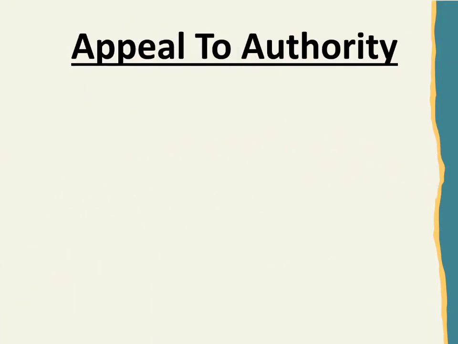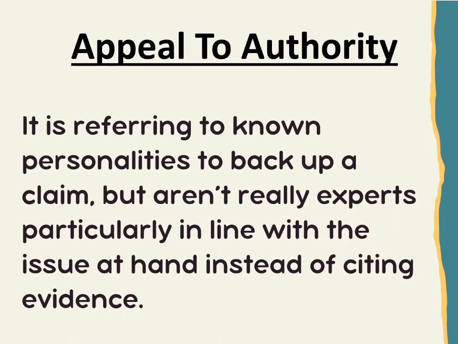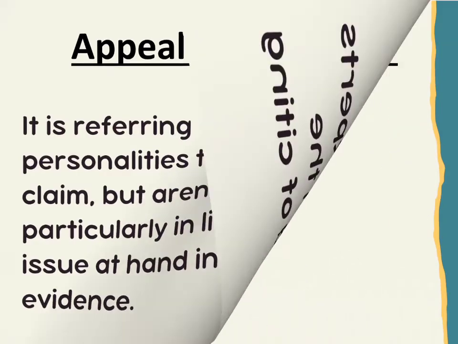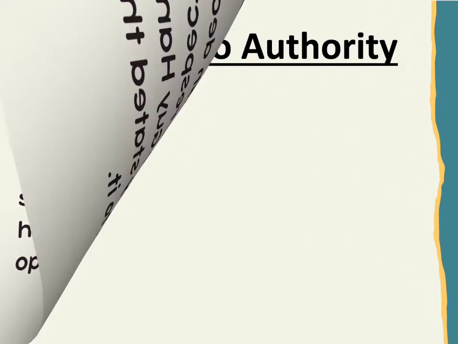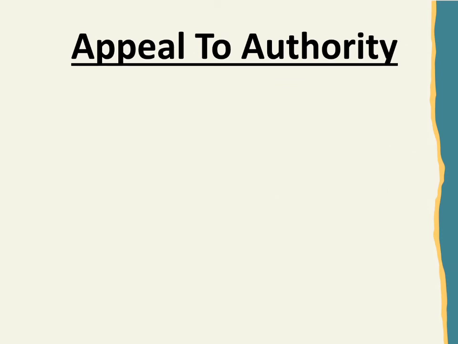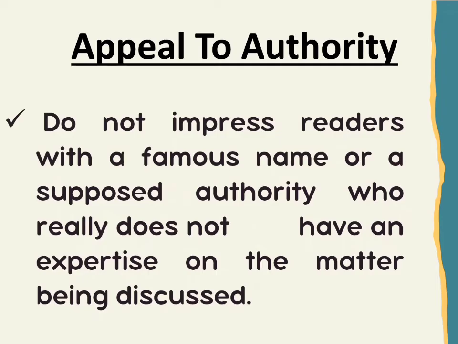The fourth type of logical fallacy is appeal to authority. It is referring to known personalities to back up a claim, but aren't really experts, particularly in line with the issue at hand, instead of citing evidence. For example, we should abolish death penalty because many respected people, such as the actor Guy Handsome, have publicly stated their opposition to it. To avoid committing appeal to authority, do not impress readers with a famous name or a supposed authority who really does not have an expertise on the matter being discussed.